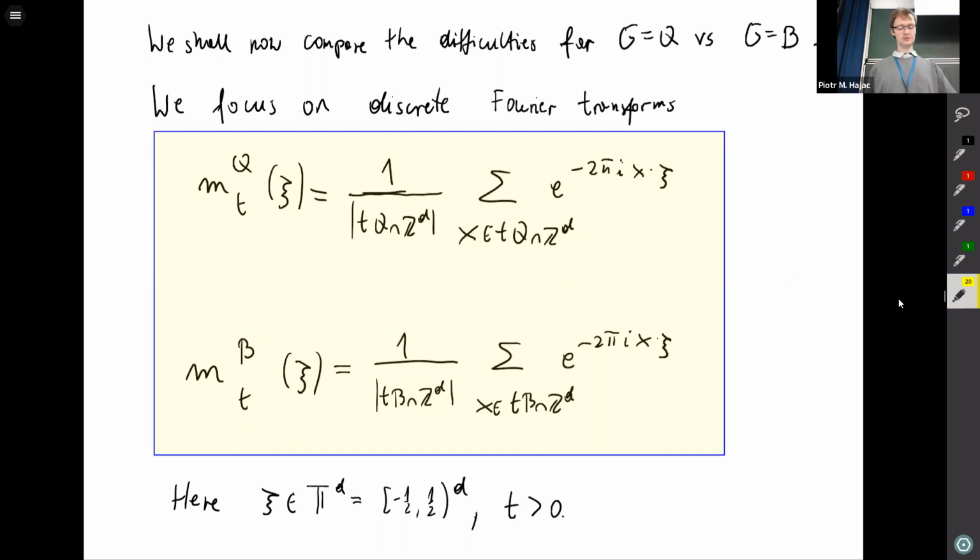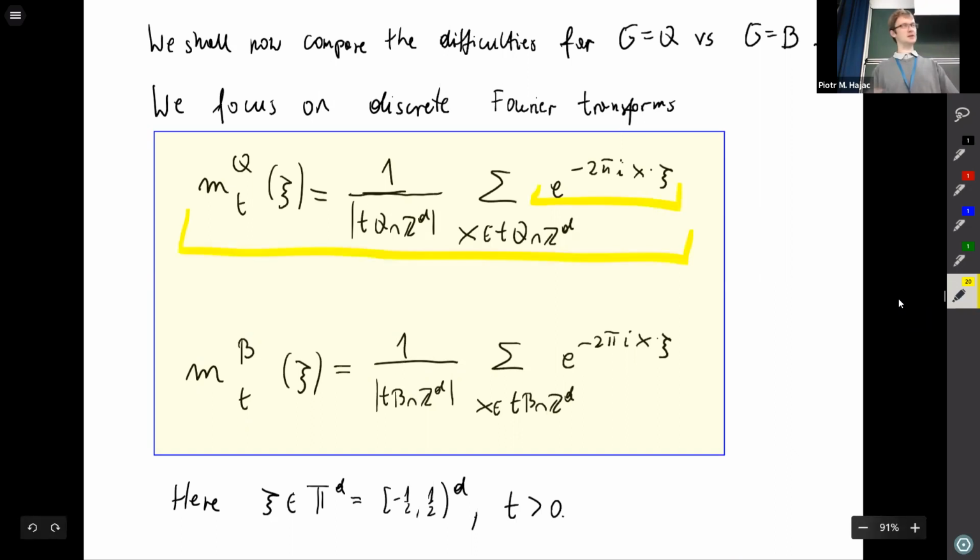For those who know the theory of Fourier transforms on abelian groups, these are really Fourier transforms on the group Z^D, basically, instead of R^D. Okay, so the first object is the Fourier transform for the cube Q. It's m_T^Q of psi, and it's just the average over the exponentials.